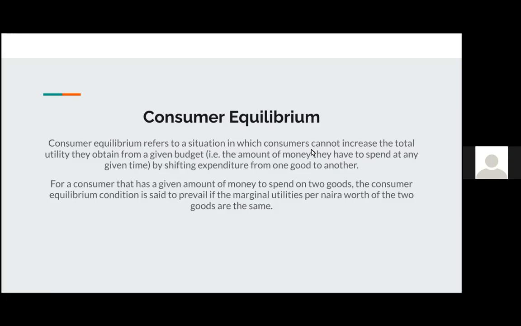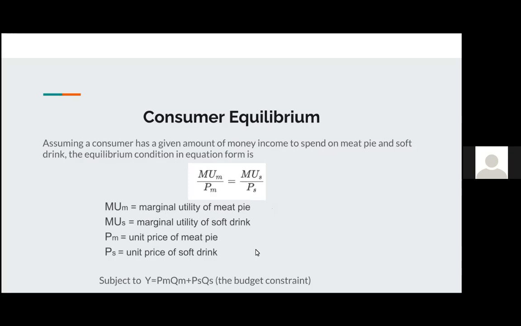So I will share that in terms of diagrammatically or in terms of mathematical equations here. Assuming that a consumer has a given amount of money or income to spend on meat pie and soft drinks, the equilibrium condition in equation form is this. The marginal utility of meat pie divided by the unit price of meat pie has to equal the marginal utility of soft drink divided by the price of the soft drink, given that they're spending their entire budget on both meat pie and soft drink.